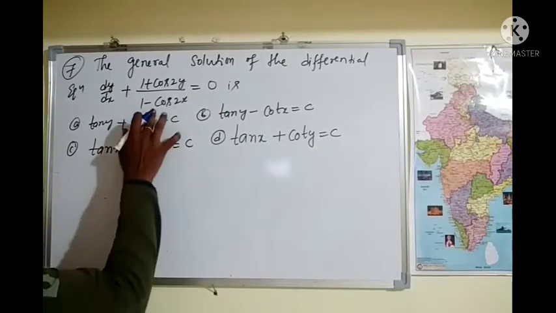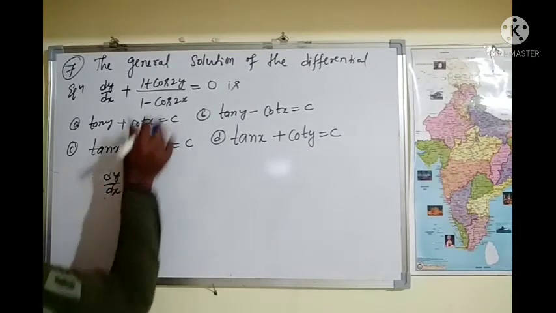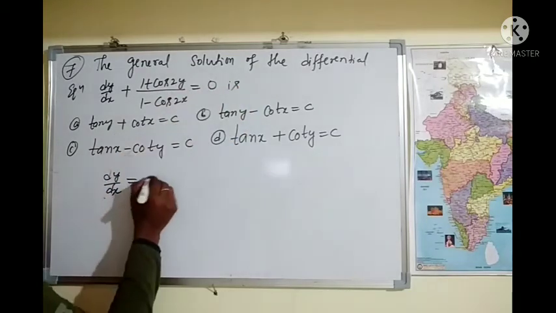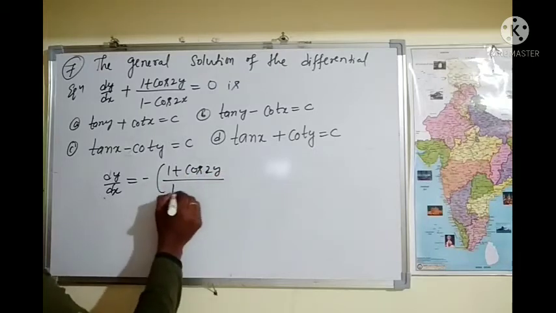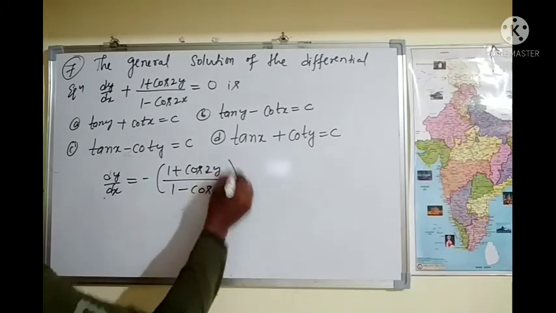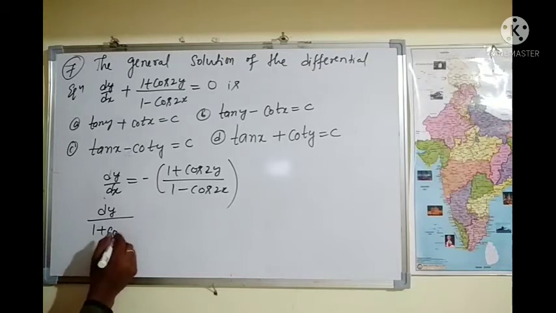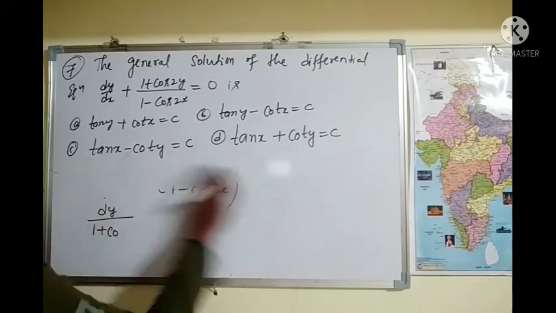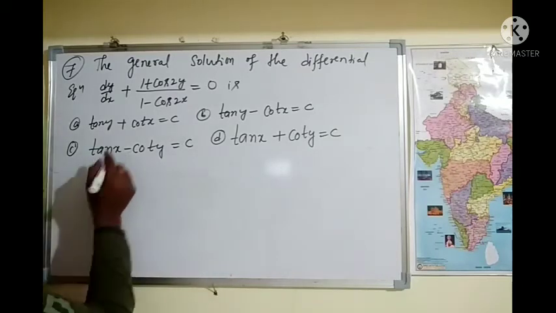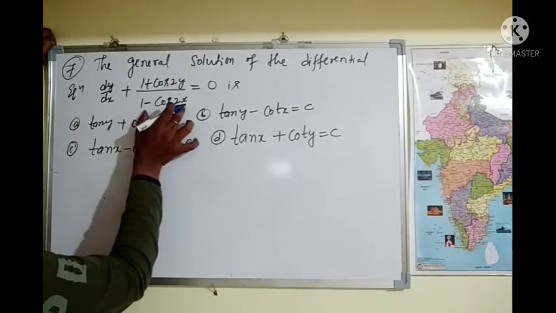So the general solution of the differential equation dy by dx plus (1 plus cos 2y) divided by (1 minus cos 2x) is equals to 0. Now here it is variable separable form. Generally, dy by dx, take the second term to the right hand side: minus of (1 plus cos 2y) divided by (1 minus cos 2x). Then take cross multiplication, dy divided by 1 plus cos. Or we can consider this result directly, you can take the form dy by dx plus (1 plus cos 2y) divided by (1 minus cos 2x).